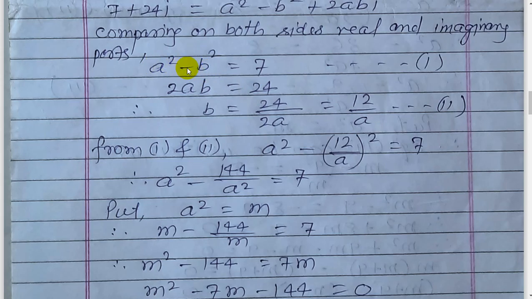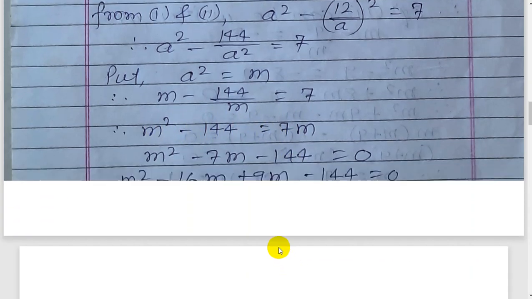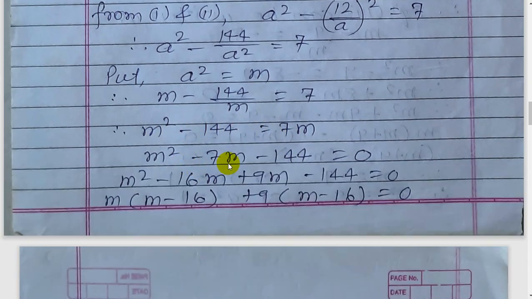Therefore a square minus (12 upon a) whole square, that is 144 upon a square, equal to 7. Put a square equal to m, therefore m minus 144 upon m equal to 7. Multiplying by m on both sides we get m square minus 144 equal to 7m. Therefore m square minus 7m minus 144 equal to 0.